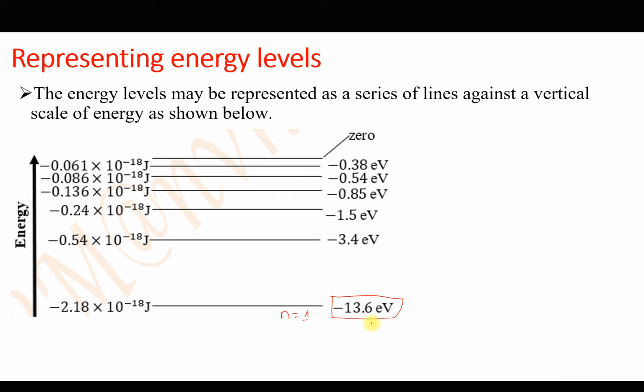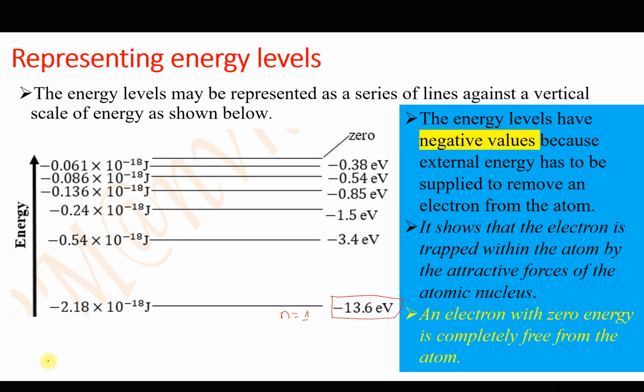which meant that the electron needs 13.6 electron volts to move to infinity, or to get completely free. So the energy levels have negative values because external energy has to be supplied to remove an electron from the atom. To move an electron to infinity, work must be done against the force of attraction between the electron and the nucleus. Therefore, in moving an electron against the attraction force, you are adding energy to the electron. Therefore, energy is gained as the electron is moved to infinity.